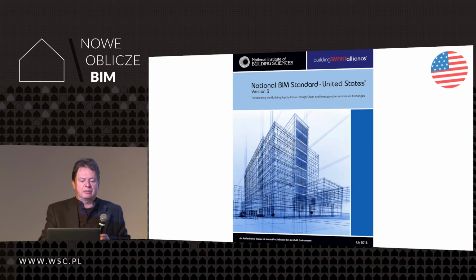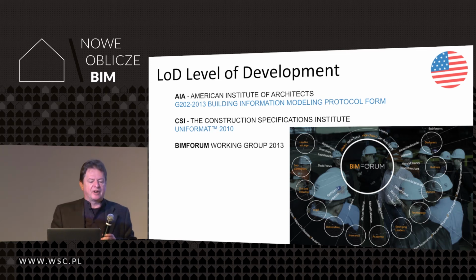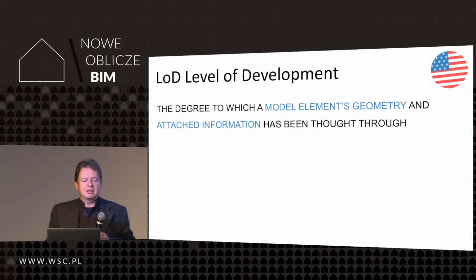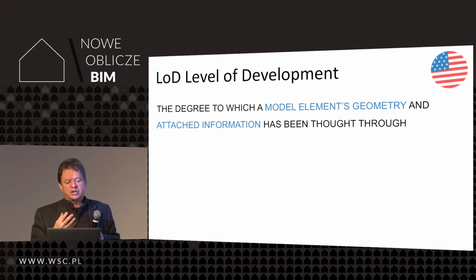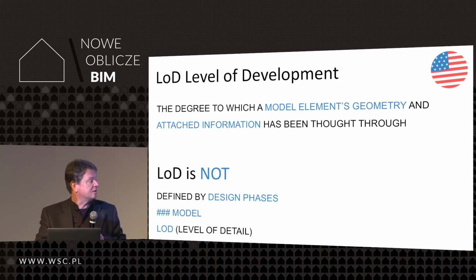And they created a national BIM standard for the United States, which describes these standards. And there is the LOD, which is called Level of Development, which has been defined by the American Institute of Architects, the CSI, and the BIM Forum. What does this mean? This means a degree of the model which defines not only the geometry but also the attached information. This is not just defined by design phases. I will explain a little bit more graphically what LOD means here.